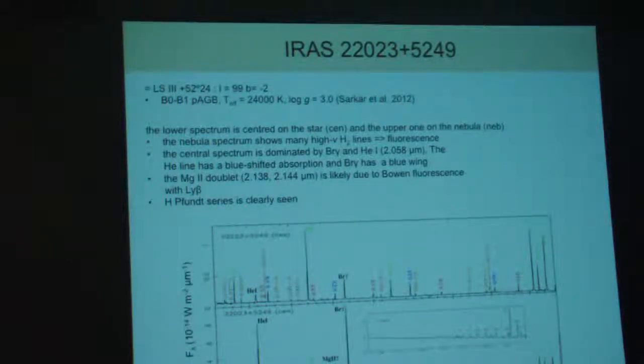This doublet is likely to be excited by a line overlap, Bowen fluorescence with Lyman beta, and you expect to see it in H II regions. It's seen in more evolved PN, and it's also seen around high mass YSOs, for example, like Hen 3-1191. So that's indicating that we have photoionization going on there as well. And we also see quite a nice Pfund series in this object.